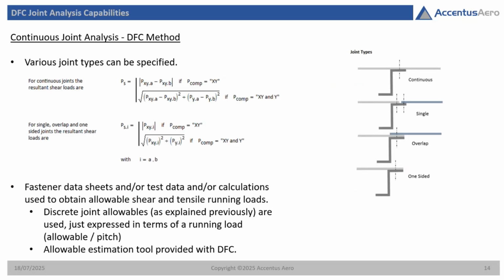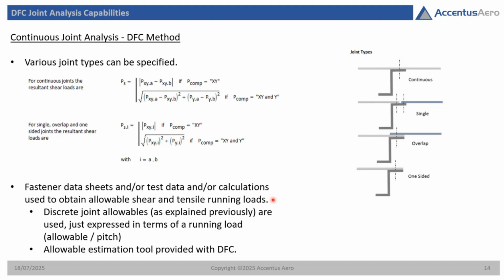Right, and then various joints can be specified. You can have continuous joints, single joints, overlap, or one-sided joints. That all influences the way that we calculate the applied load to the joint. So that's how we get the applied loads. And then obviously our allowables again come from our joint data, either calculated or tested.